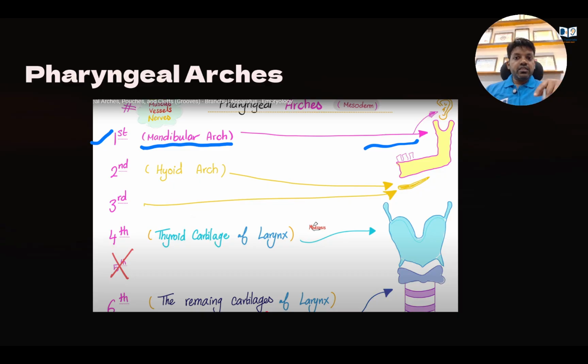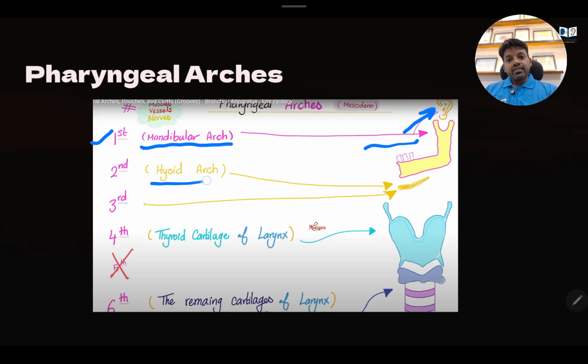Okay, so this helps in development of the mandible, so it is called the mandibular arch. At the same time, it also helps in development of a few structures of the ear. The first arch, which is called the mandibular arch, helps in development of the mandible and also parts of the ear, specifically the external ear. We will see that.